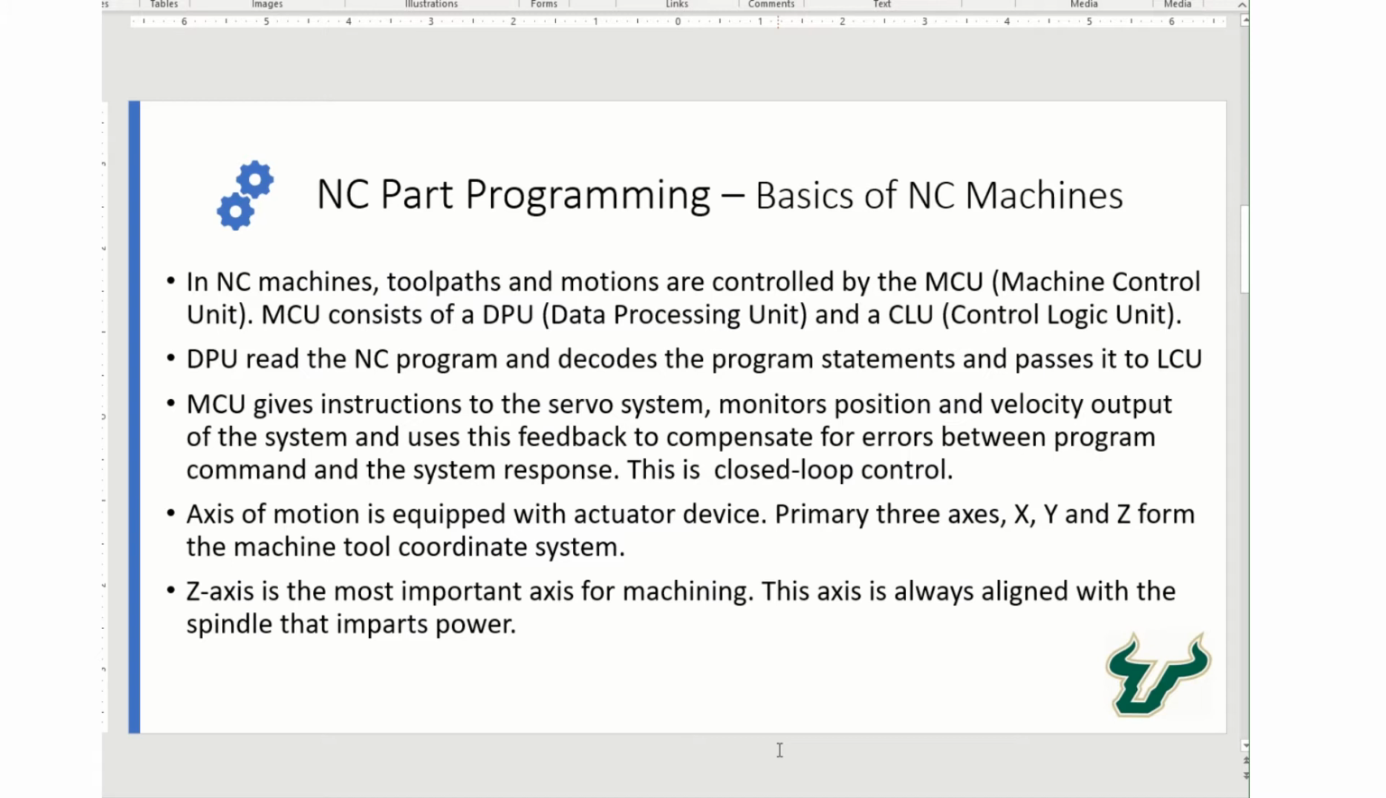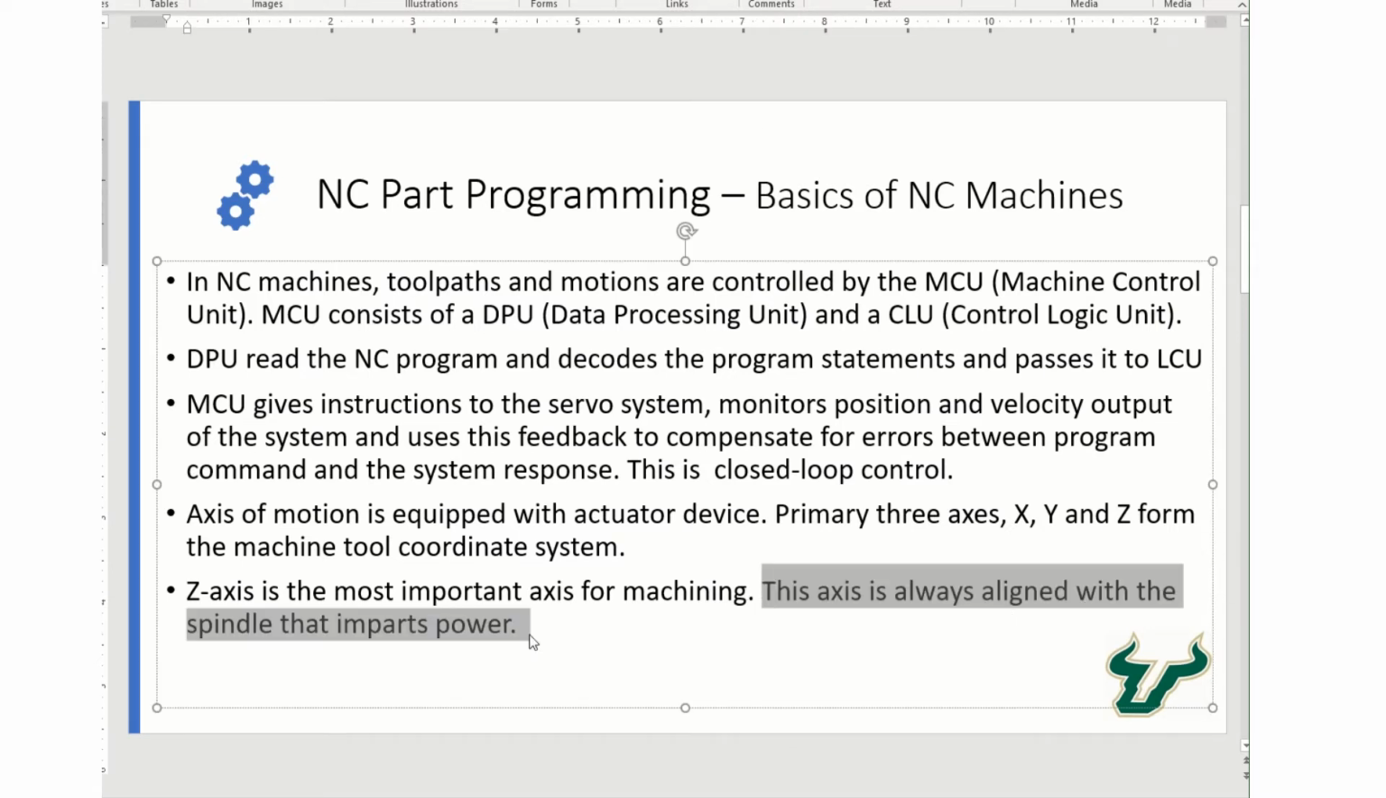Okay, each axis of motion is equipped with an actuator device, and basically there are three primary axes, X, Y, and Z, that form the machine tool coordinate system. The idea is that machine tools are always required to be given the inputs in terms of the X, Y, and Z coordinates. So it's very important to know what these axes are in machining equipment. And the Z axis is the most important axis for machining.